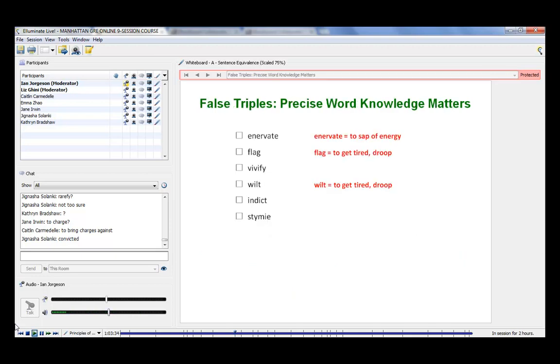So let's talk about that for a second. Enervate means to sap of energy. But flag means to get tired. Wilt means to get tired. So which is the true pair here?